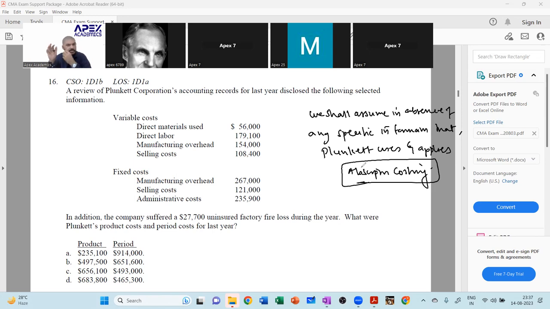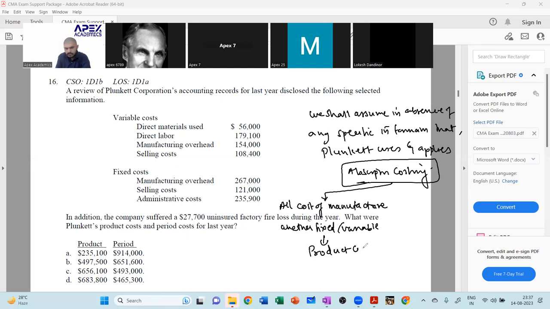So now under absorption costing, all costs of manufacture, whether fixed or variable, are product costs, and all non-manufacturing costs are period costs.